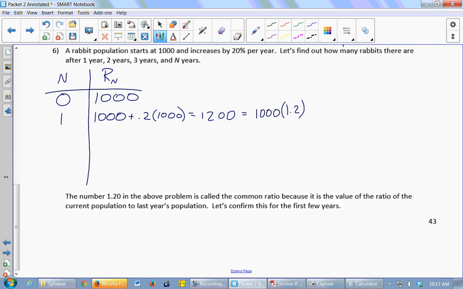All right, the next year, I want to increase by 20% again. So now I have 1,200 rabbits. So I'm going to do 20% of 1,200. I'm going to keep all of the rabbits that I had the year before, 1,200, and add 20% of 1,200. Or I could just multiply 1,200 by 1.2, right? Keep 100% of your rabbits and increase it by 20%. And that, I think, gives me 1,440. Either way you calculate it, you have 1,440 rabbits. All right, let's look at year 3.